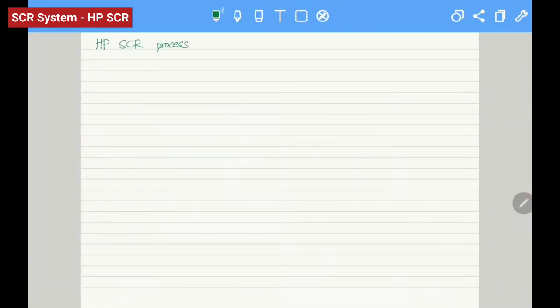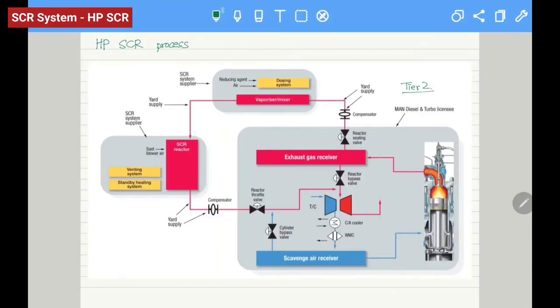More details about the SCR process. During Tier 2 mode, as with the conventional engine, exhaust gas goes to the exhaust gas receiver and turbocharger. This is Tier 2. And when we change over to Tier 3, exhaust gas goes to the gas receiver and then to the vaporizer where we have urea injection. Then this mixed gas goes to the SCR reactor. After the chemical reaction, the gas goes to the turbocharger.